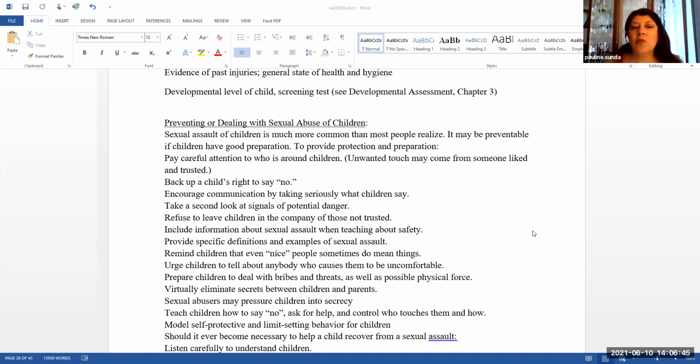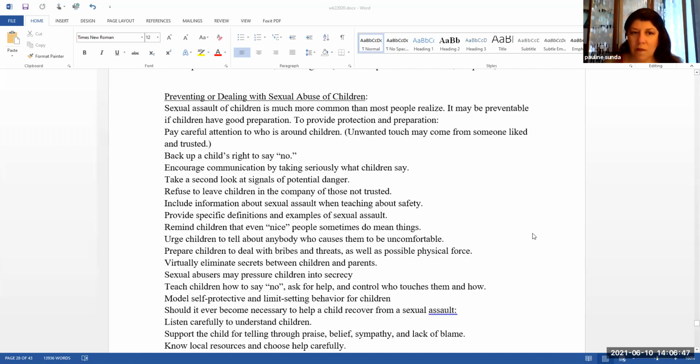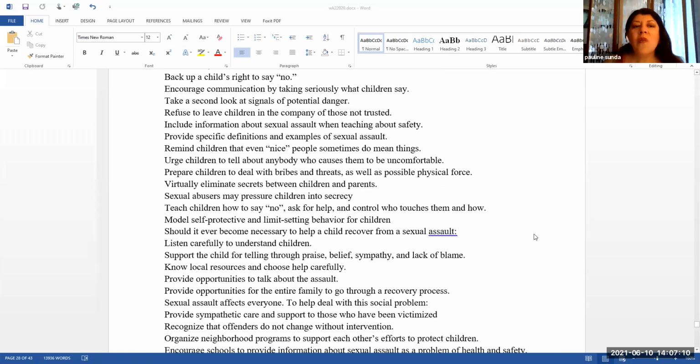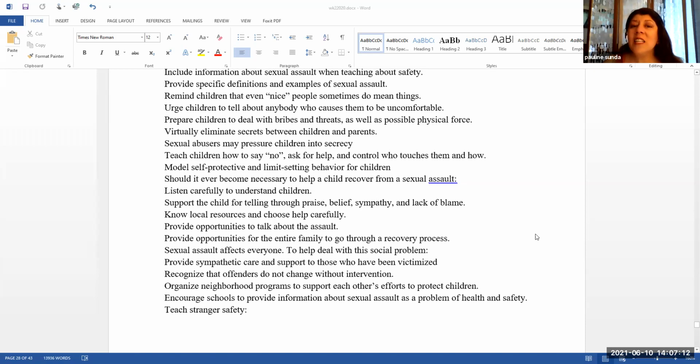Always back up a child's right to say no. Encourage communication by taking seriously what children say. Take a second look at signals of potential danger. Refuse to leave a child in the company of somebody you do not trust. You want to include information about sexual assault when teaching about safety. Provide specific definitions and examples of sexual assault. Remind children that even nice people sometimes do mean things.